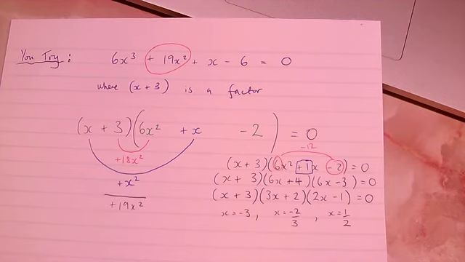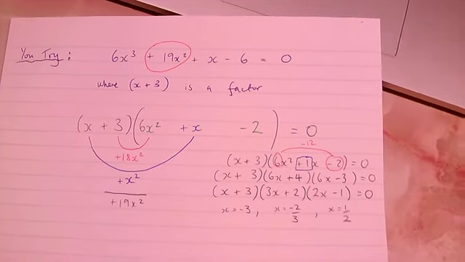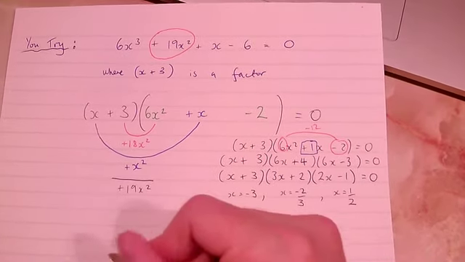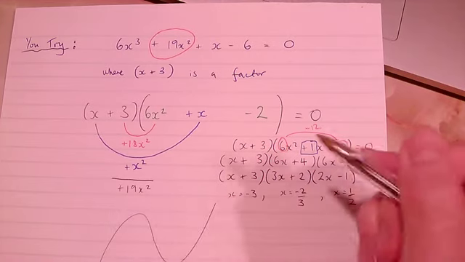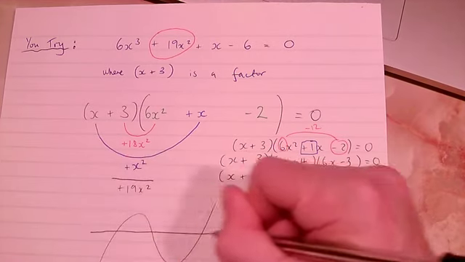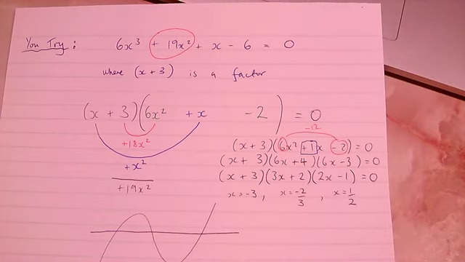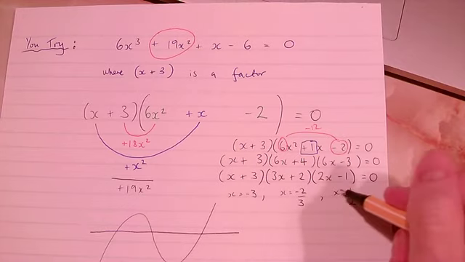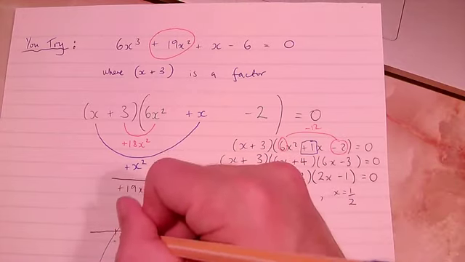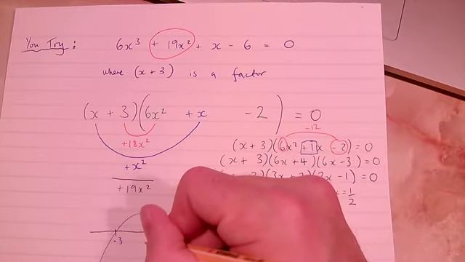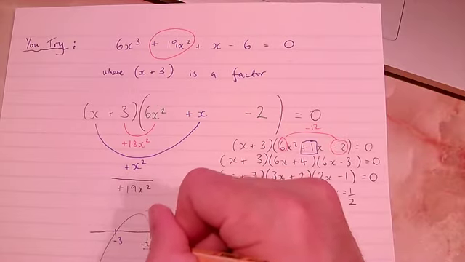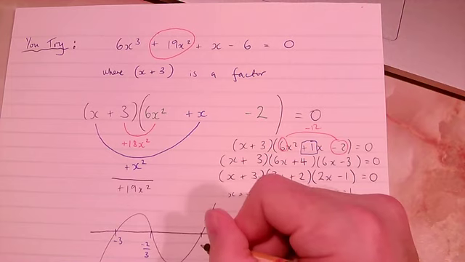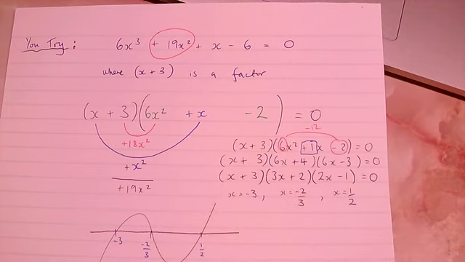Okay, basically what this does is if I gave you that graph to draw, it would be like a cubic graph doing something like that, and we've then gone and found its roots. So minus 3, minus 2/3 and a half, so this one would be minus 3, this one would be minus 2/3, and this one would be a half. Okay, that's what this idea does.